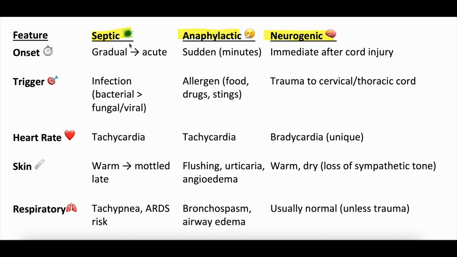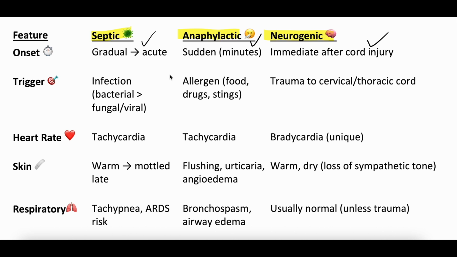Whereas in septic shock, you have to get an infection that worsens, you have to develop septic shock. In neurogenic shock, it's usually immediately after a spinal cord injury, right? So neurogenic shock, the onset's going to be after the spinal cord injury. Anaphylactic shock, the onset's going to be within minutes of exposure to the allergen. And in septic shock, it's more gradual.